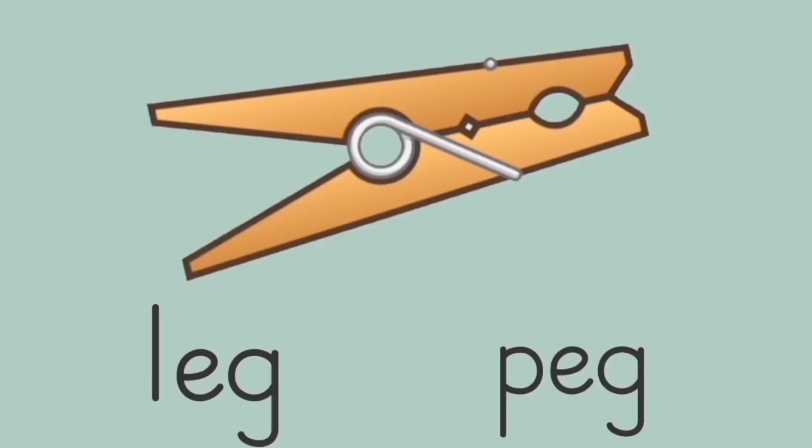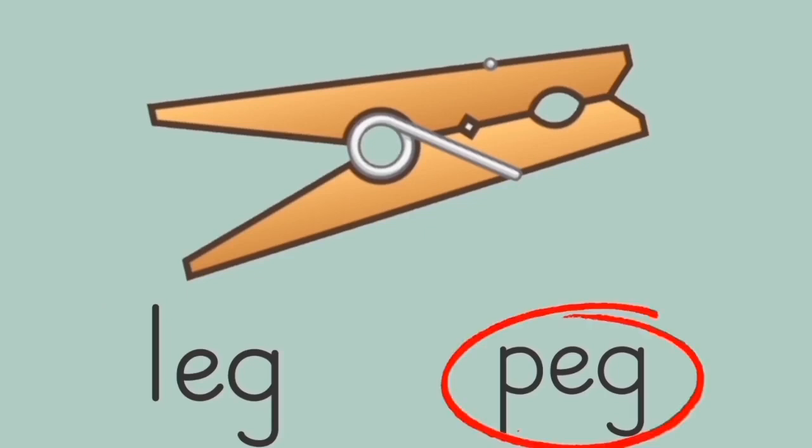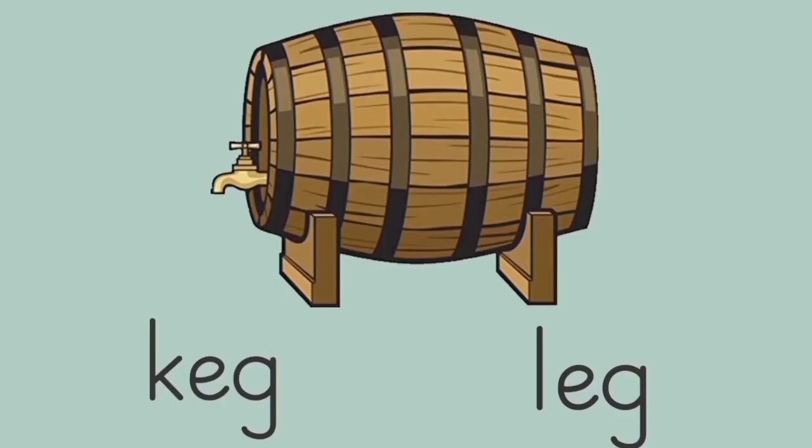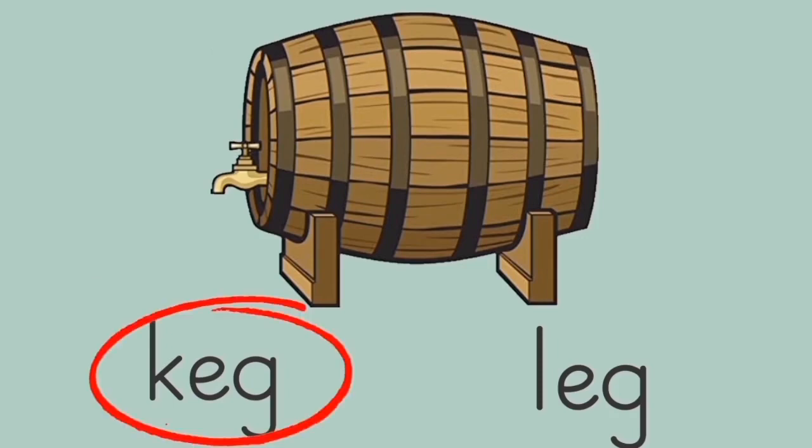So, let's start. Now, first picture is peg. So, which is the correct E sound word? Is it leg or peg? Yes, it is peg. So, we will circle it. It is a keg. Again, which is the correct E sound word? Is it keg or leg? Yes, it is keg. So, we will circle it.